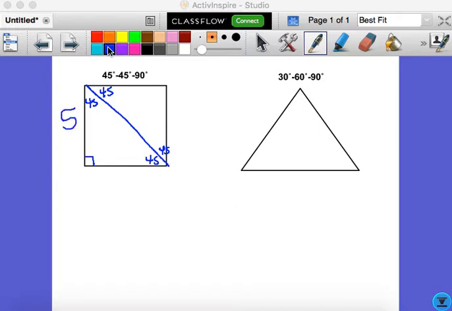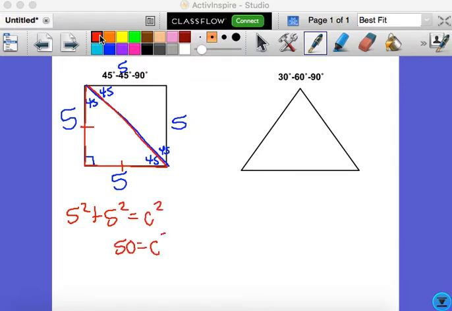So because this is a square, if this side is 5, so are all of these other sides, right? They're all 5. So if I look closely at this triangle, I now have that the two legs are congruent, and I don't know the length of the hypotenuse. But to figure it out, I can use the Pythagorean theorem, and I end up with c squared equals 50, which means I need to take the square root of 50 to get my hypotenuse.